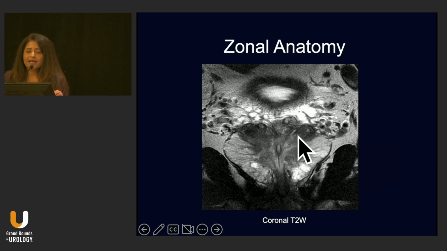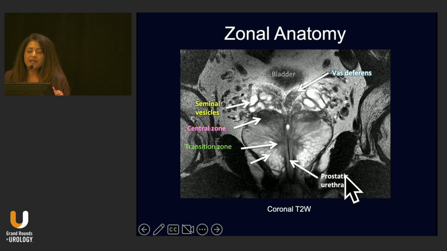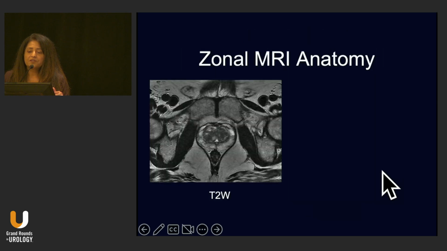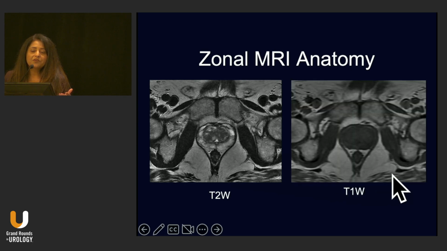So let's look at the zonal anatomy on the coronal. You've got the central zone and the transition zone, nice peripheral zone that's bright. Seminal vesicles, fluid-filled, nice, and here's the utricle showing up. So zonal anatomy is not a problem on T2: you've got bright areas in peripheral zone and dark areas in the central area of the gland.